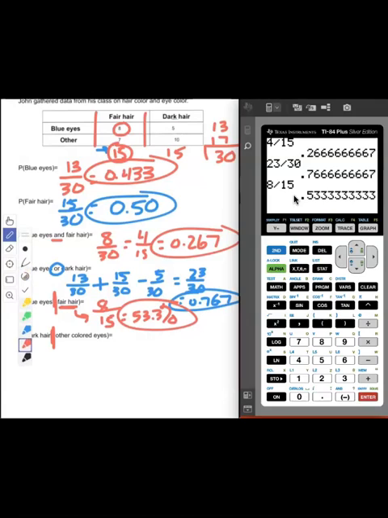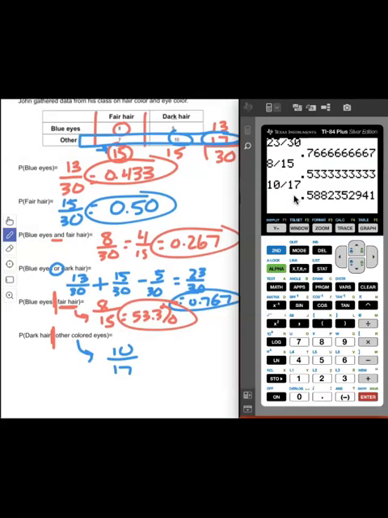Let's try that again one more time. The second part, after the given sign, represents the bottom of the fraction. So how many people had other colored eyes? 17. How many people in this part of the table then had dark hair? 10. So that's the amount of people that have dark hair, given that they had a different color of eyes than blue. 10 out of 17 is 58.8%.